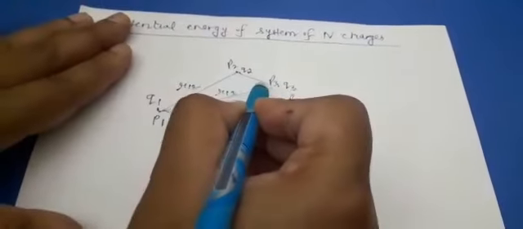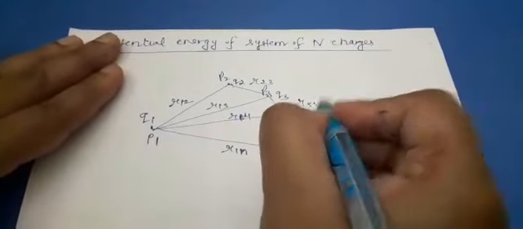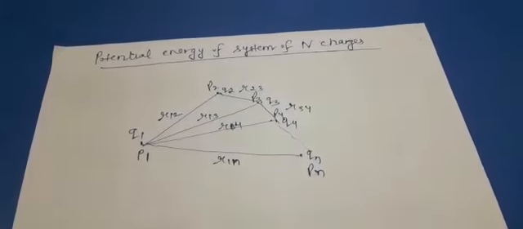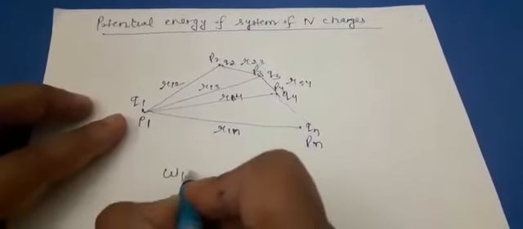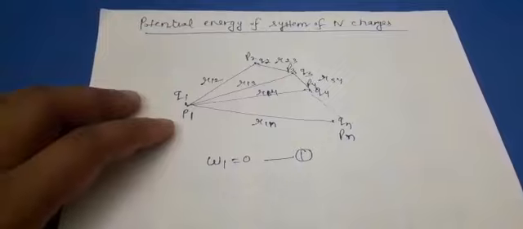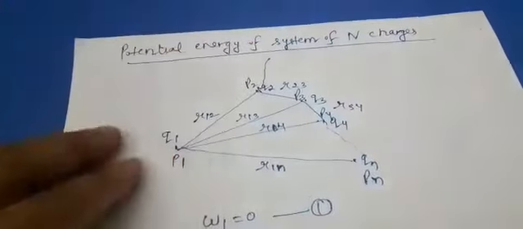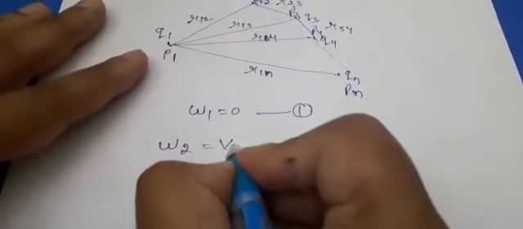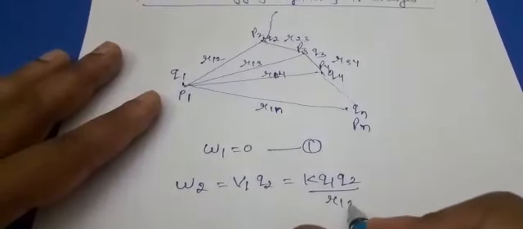So first of all, let me consider this point. This is R23, this distance is R34, and likewise this can be R4n. Multiple distances can be there. Simply, if Q1 is brought to point P1 where no charge was present, no work was done. Initially, no work was done in bringing a charge Q1 to point P1. Secondly, when Q2 charge is brought from infinity to point P2, then similarly to the earlier case, the work is V1 into Q2. This was K Q1 Q2 by R12.